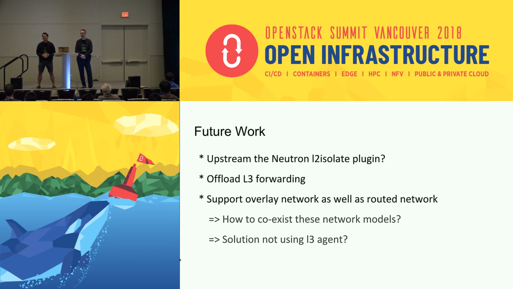Our earlier workload doesn't require any network separation, but recently we got some requests needing network separation for security reasons. So that's why we are thinking to support the overlay network as well as the routed type network. How to coexist these different network models in our OpenStack would be the next challenge.